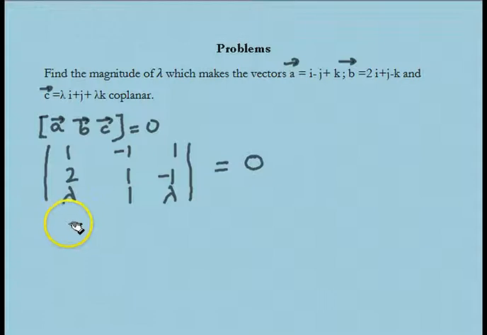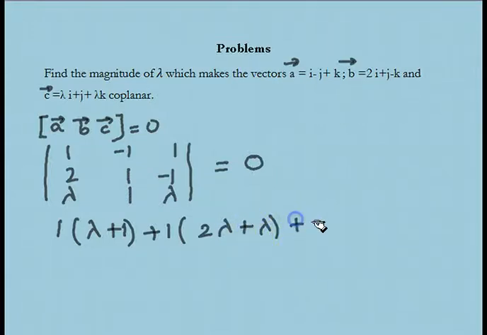Thus we evaluate this determinant and we have the value as 1 into lambda plus 1, plus 1 into 2 lambda, plus lambda plus 1 into 2 minus lambda, equal to 0. On simplifying, we have the value of lambda equal to minus 1. Thus, lambda must have a value of minus 1 so that the given three vectors are coplanar. With this, we conclude this lecture based on the scalar triple product of vectors.